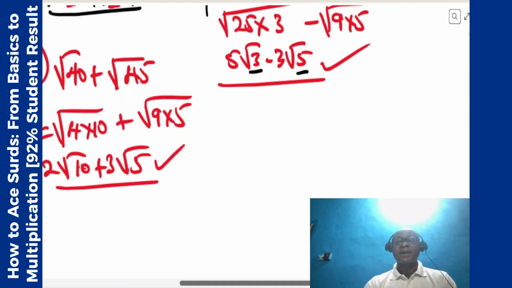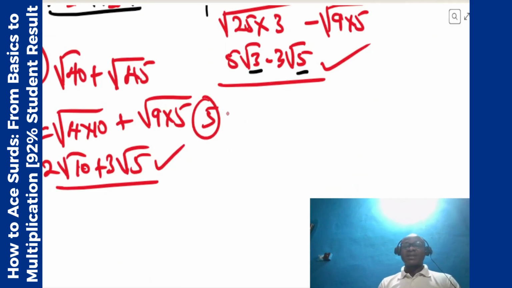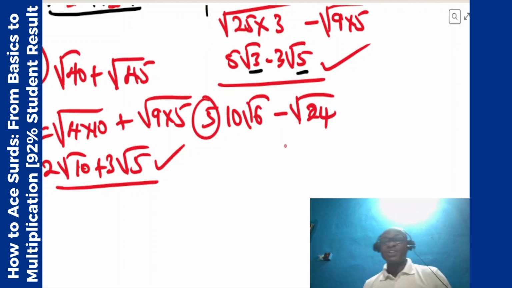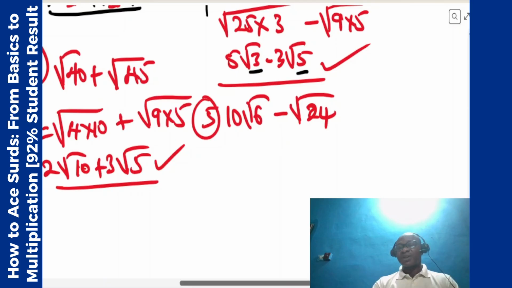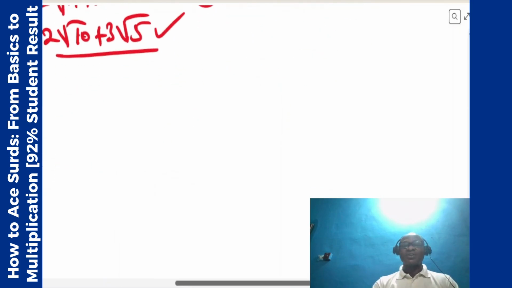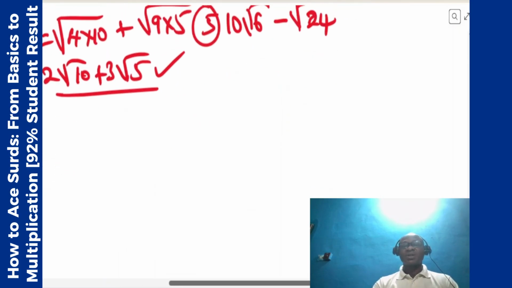Yes, sir. All right. Now, let's look at this. Maybe number 5. I have something like 10 root 6 minus the square root of 24. And you are asked to simplify this. To simplify it, what we are going to do is this. We are going to solve it thus.